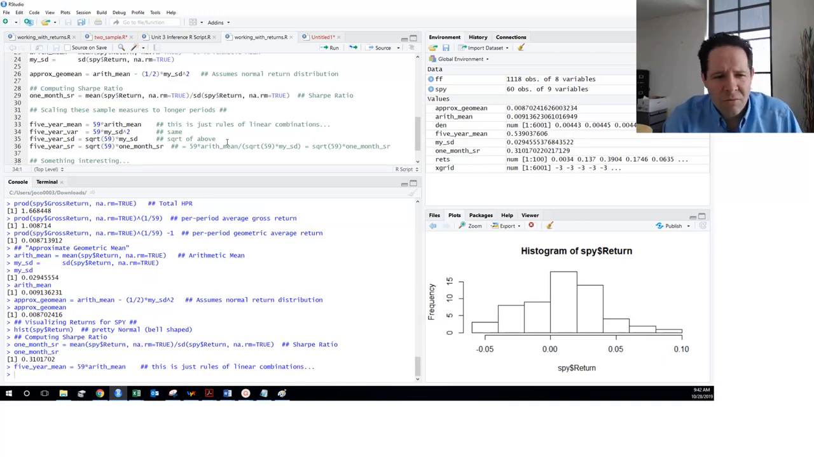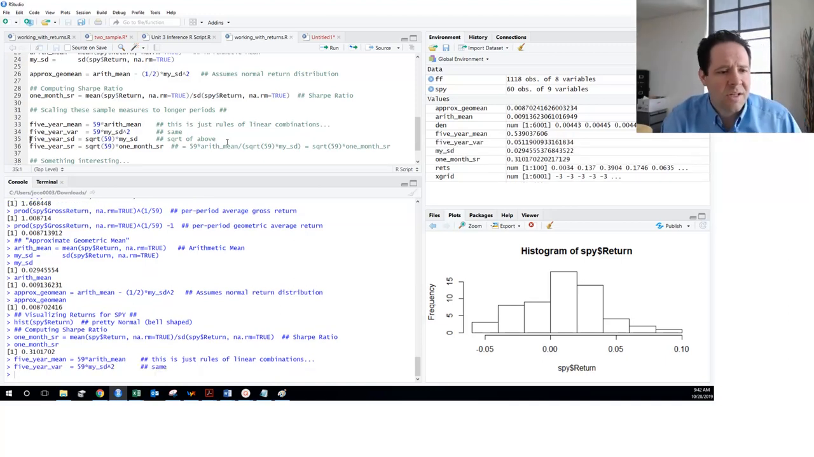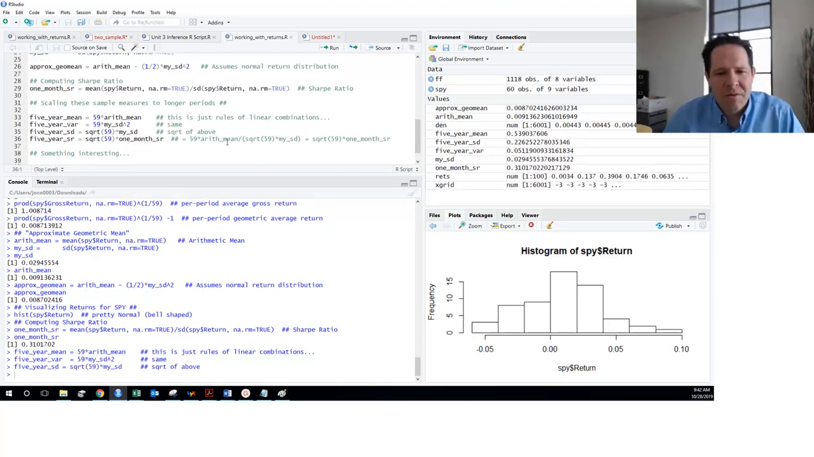You just kind of applying rules of linear combinations. What's the standard deviation over 5 years? How do I get the standard deviation? Just applying rules of linear combinations. And now let's just say, well, what's my 5-year Sharpe ratio?